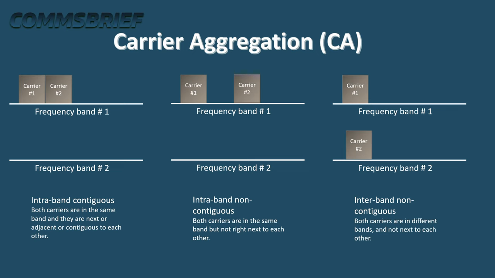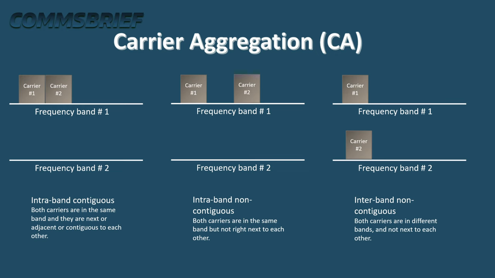According to 3GPP, there are three carrier aggregation scenarios: intraband contiguous, intraband non-contiguous, and interband non-contiguous. Let's go through these scenarios one by one. The first scenario for CA, or carrier aggregation, uses two adjacent RF carriers within the same frequency band. These two carriers are next to each other, so they're called contiguous.